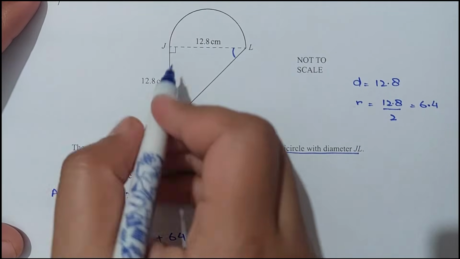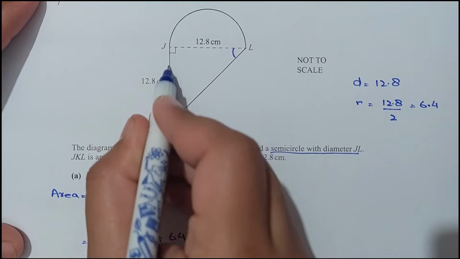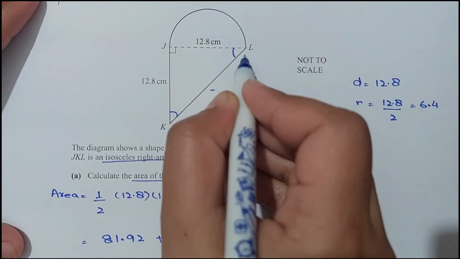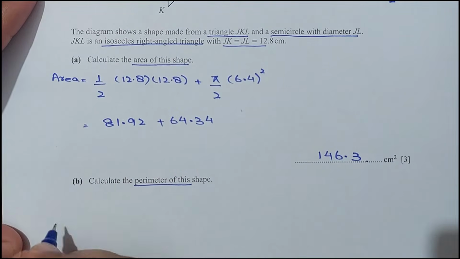Part B, calculate the perimeter of this shape. The perimeter of this shape is the length JK, KL, which we have to figure out, and this arc length. This would be the perimeter, right?